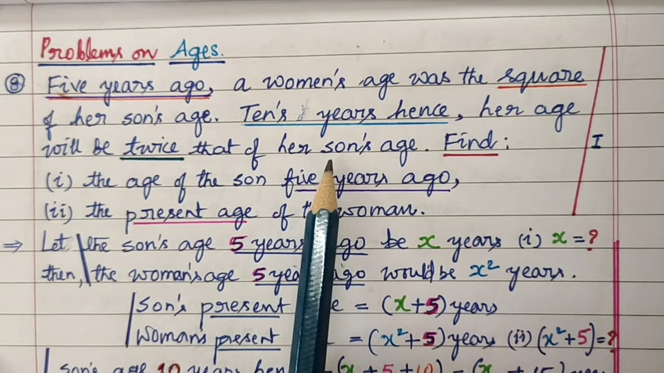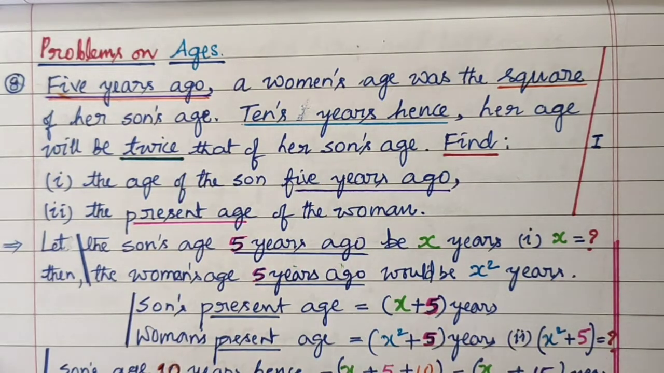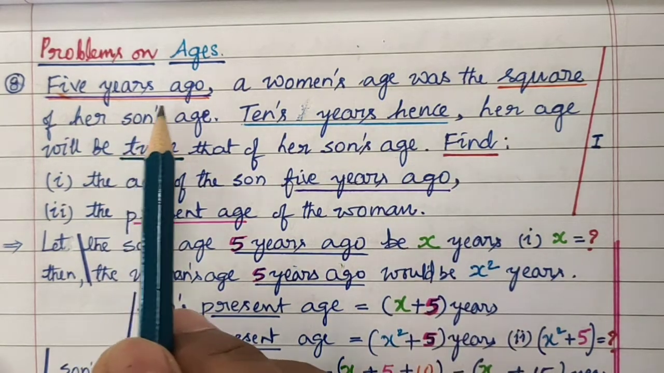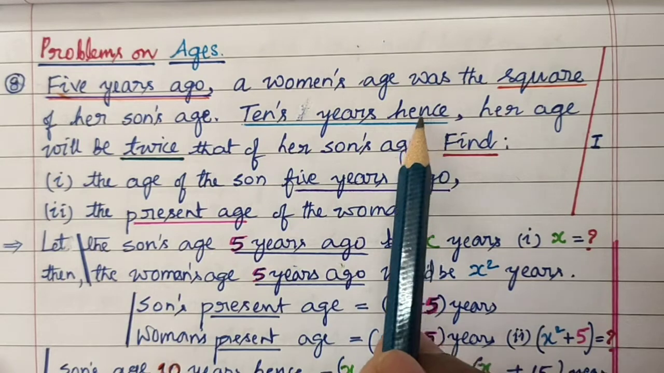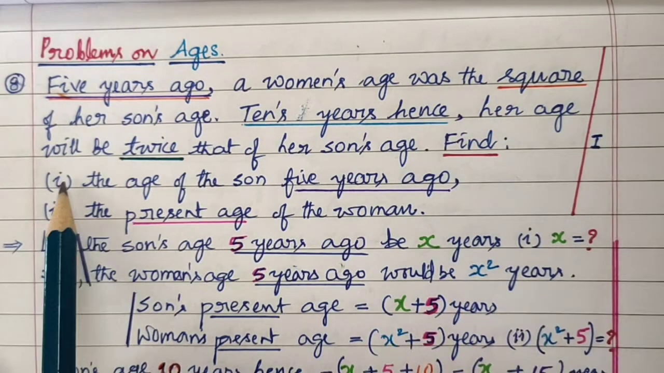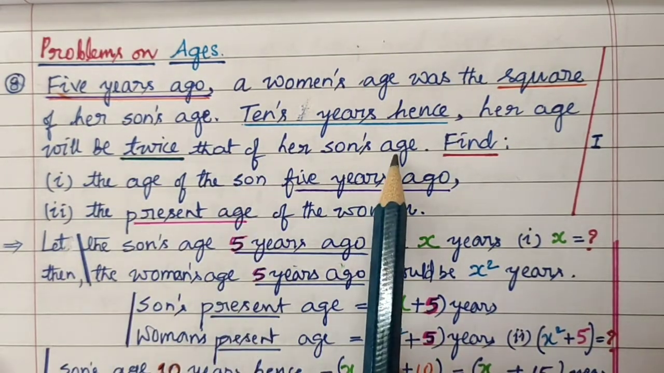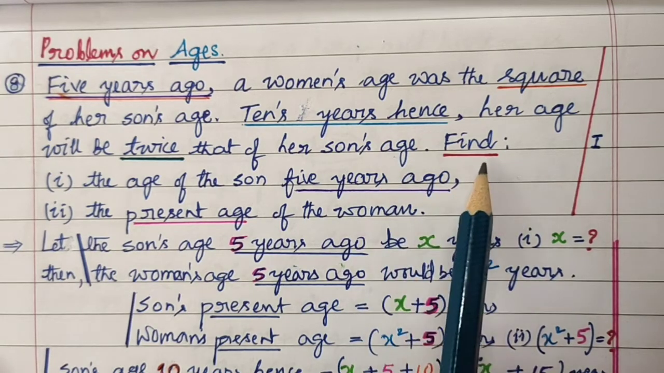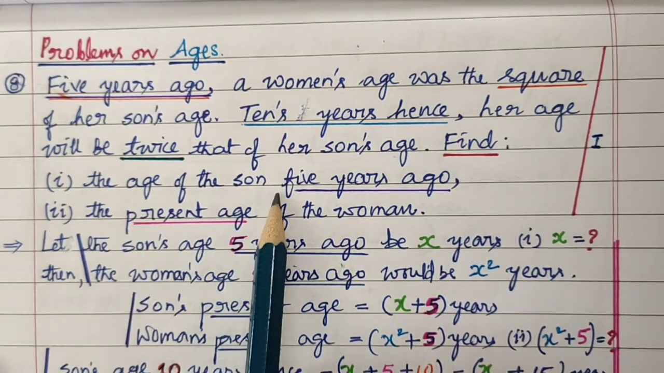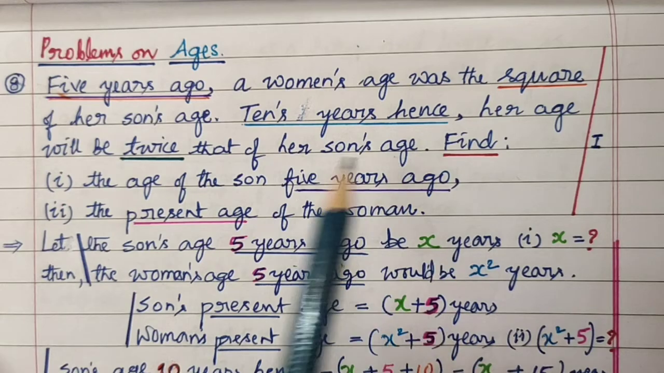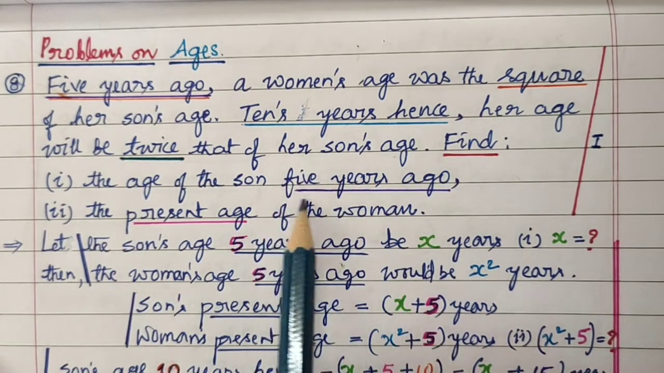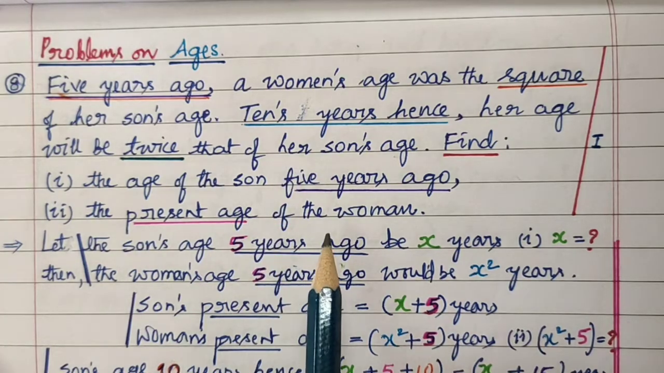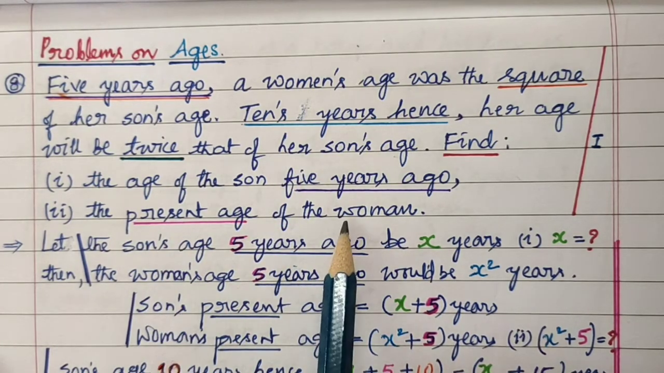See, they are telling two relations, 5 years before and 10 years after. 5 years ago, the woman's age was the square of her son's age. 10 years hence, her age will be twice that of her son's age. They are asking us to find out the age of the son 5 years ago, not the present age, and the present age of the woman. You need to be very careful. They are not asking the present age of the son.